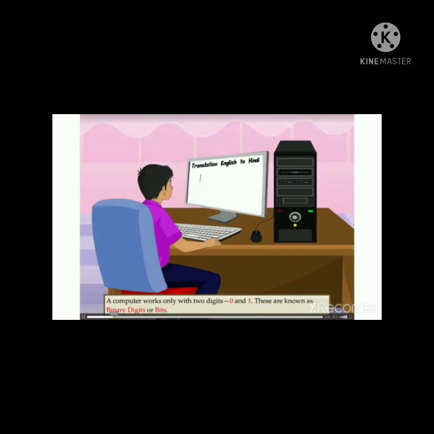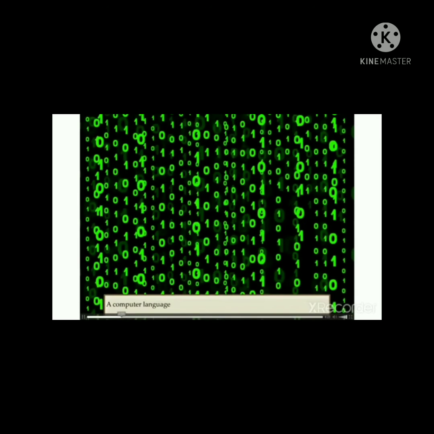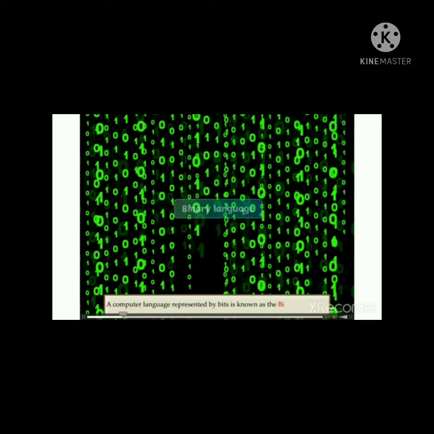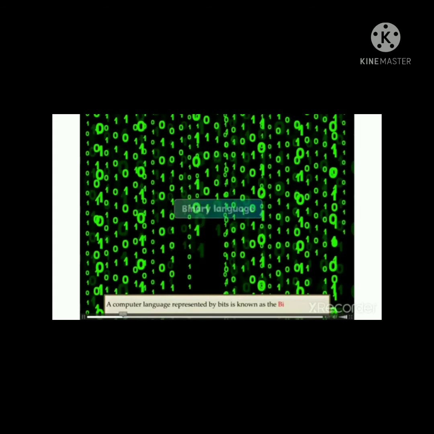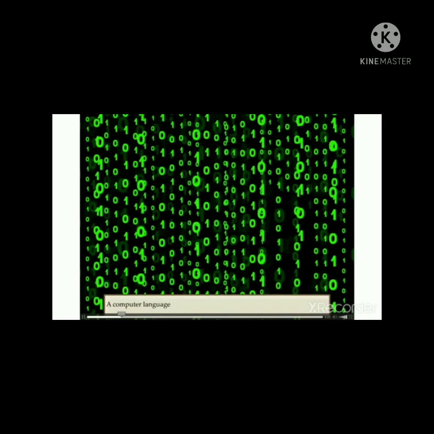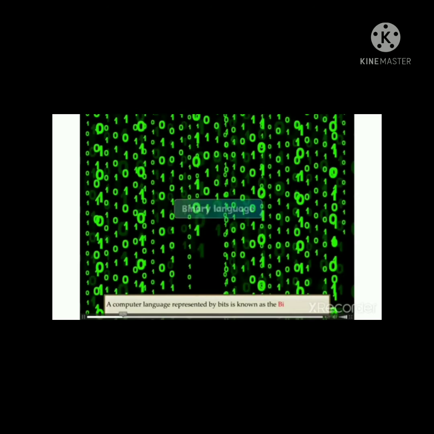A computer works only with two digits, zeros and ones. These are known as binary digits or bits. The data which we input into the computer is first converted into zeros and ones, so the computer can understand it. A computer language represented by bits is known as the binary language.